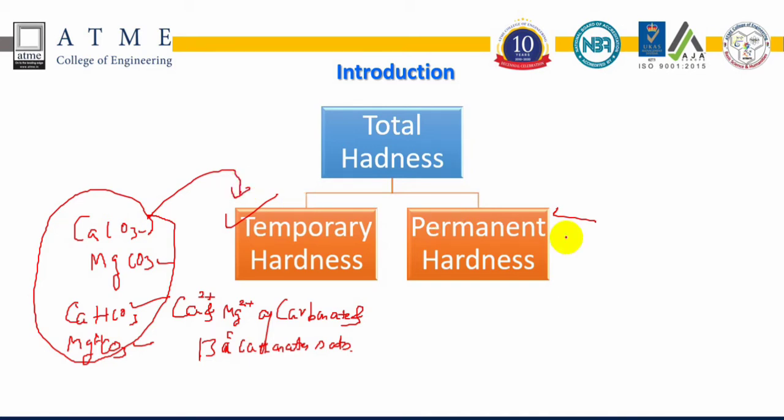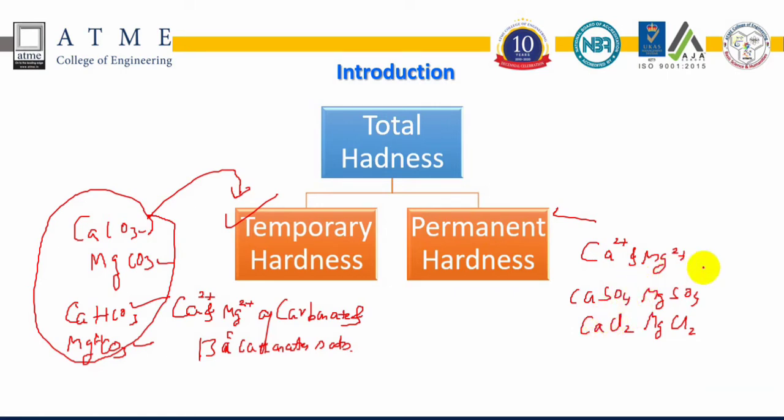Whereas the permanent hardness, we cannot remove so easily through boiling. The permanent hardness is due to the presence of calcium and magnesium salts like calcium sulfate, magnesium sulfate, calcium chloride, magnesium chloride, and so on. If the water has calcium and magnesium salts of sulfates, chlorides, nitrates, it leads to permanent hardness. If it has carbonates and bicarbonates, it leads to temporary hardness.